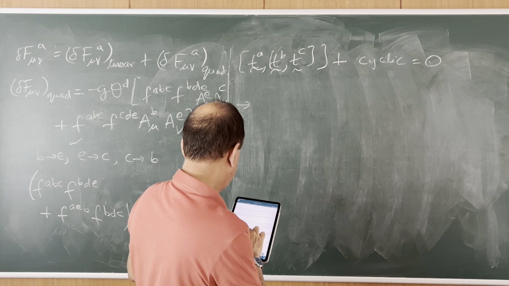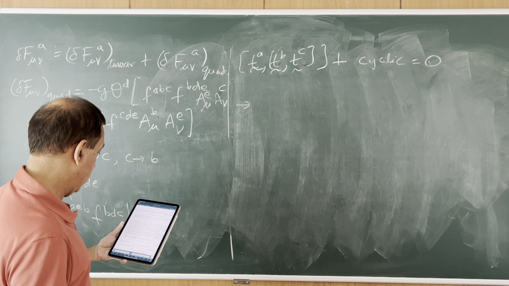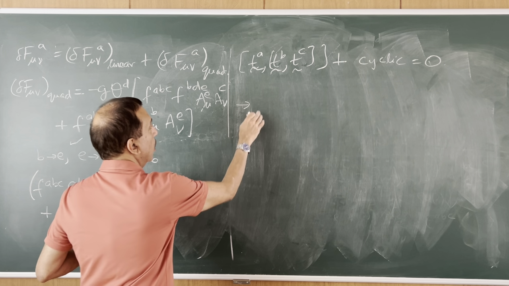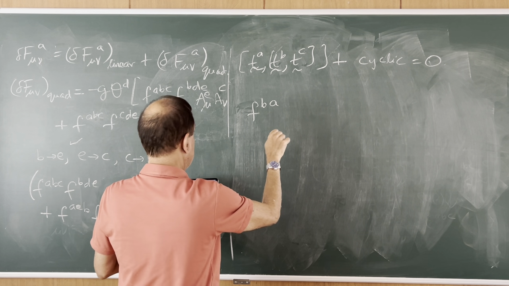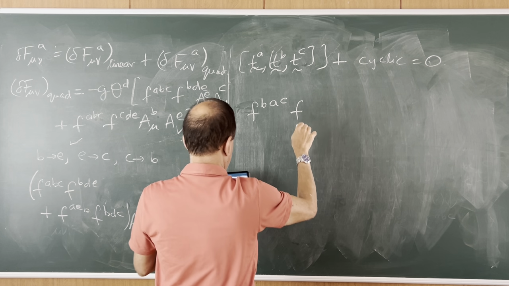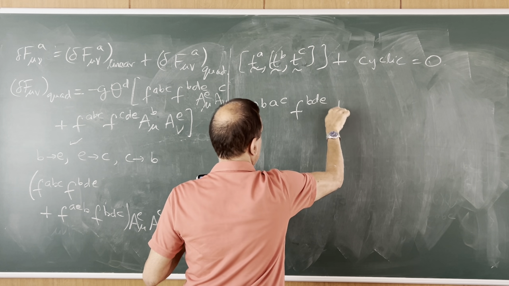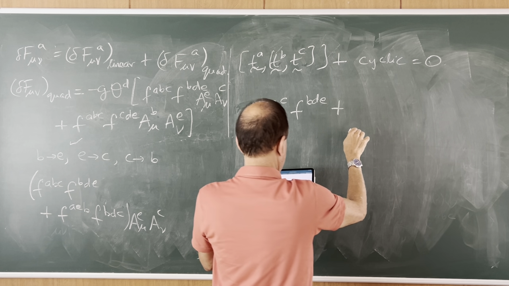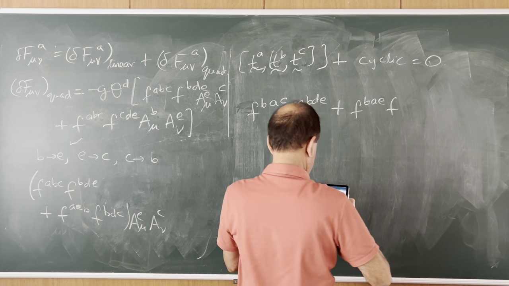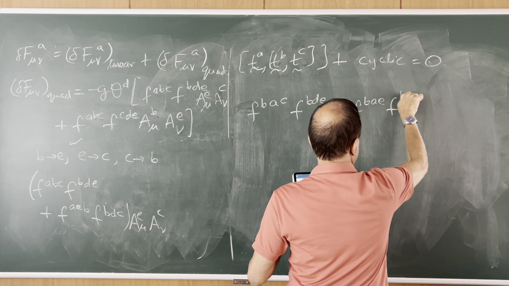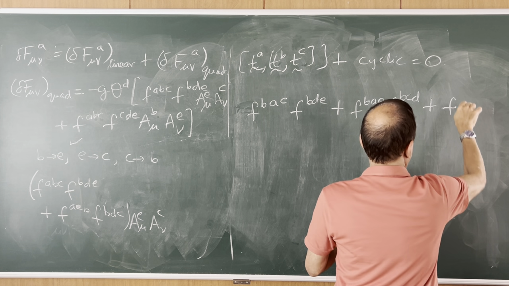It is FBAC. So again, I emphasize, you don't need all this for SU(2), but it's good to know it for SU(N). FBAE. BCD, and I'll explain how to memorize this once and for all.